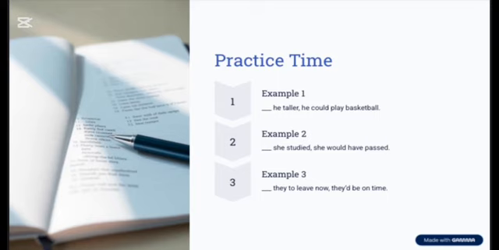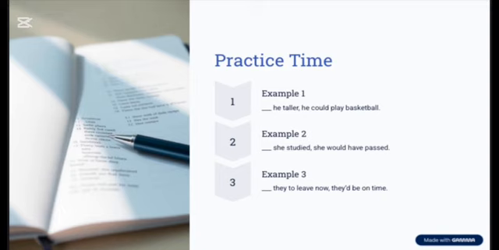And in the last example: blank they to leave now, they'd be on time. Here, we can see the word now. It's about present time, so here we need to use were: Were they to leave now, they'd be on time.